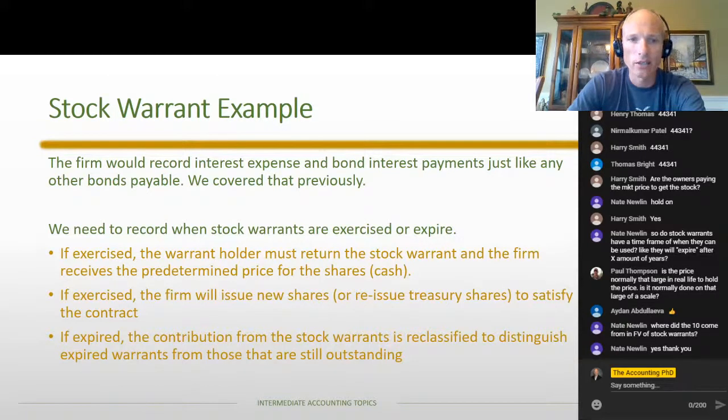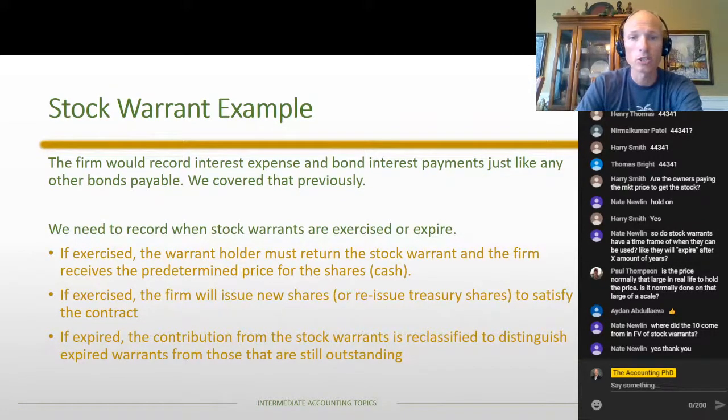If exercised, I want to be very clear about what happens. If the stock warrants are exercised, then the warrant holder must return the stock warrant. Imagine they have a slip of paper, though it's probably electronic at this point in time, and they say, okay, I want to exercise this stock warrant. Here's the warrant, but they also have to pay. Remember, they had a right to buy the shares, so they still have to pay for the shares.